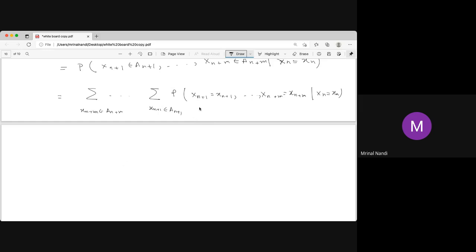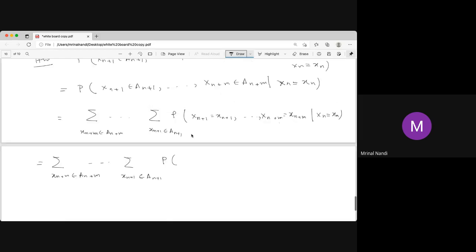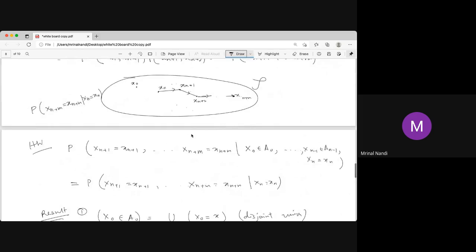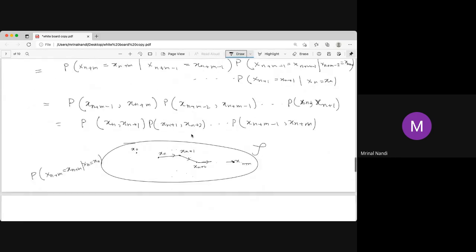Now we know P(X_{n+1} = x_{n+1}, ..., X_{n+m} = x_{n+m} | X_n = x_n). What is this? We know this. It is just the probability that X_{n+m} belongs to A_{n+m}, ..., X_{n+1} belongs to A_{n+1}, given X_n = x_n, and we multiply. We already proved it for this thing. This is nothing but the product of transition functions.